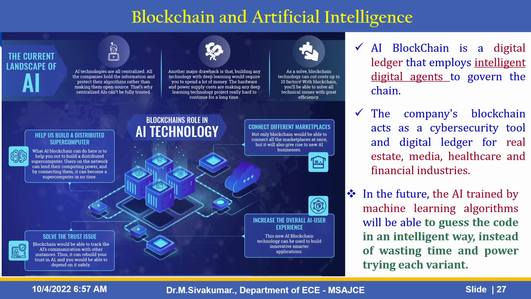AI blockchain is a digital ledger that employs intelligent digital agents to govern the chain. The company's blockchain acts as a cyber security tool and digital ledger for real estate, media, healthcare, and financial industries. In the future, for example, AI with blockchain, AI trained by machine learning algorithms will be able to guess the code in an intelligent way instead of wasting time and power trying each variant.